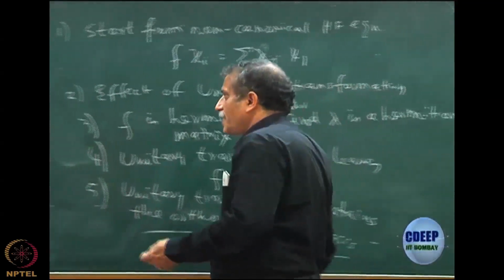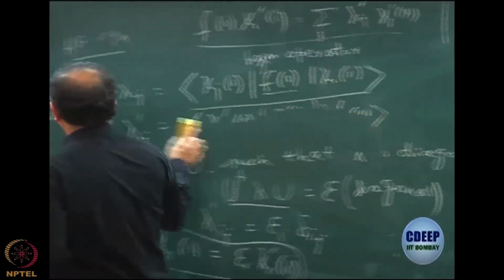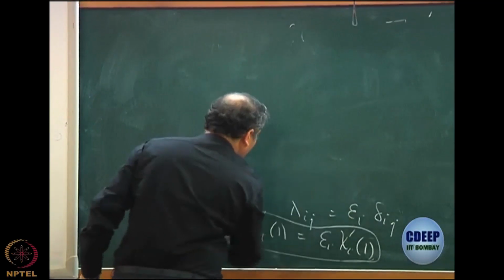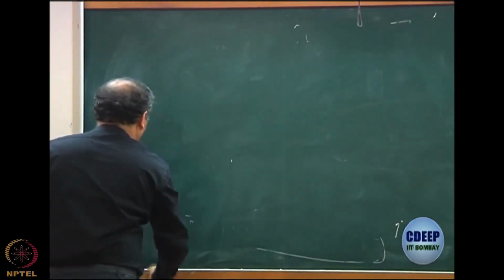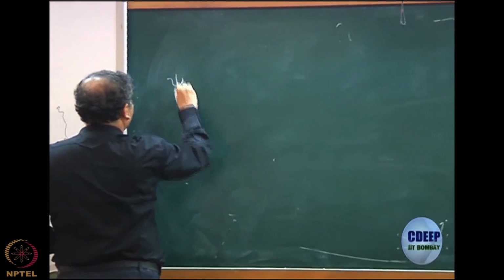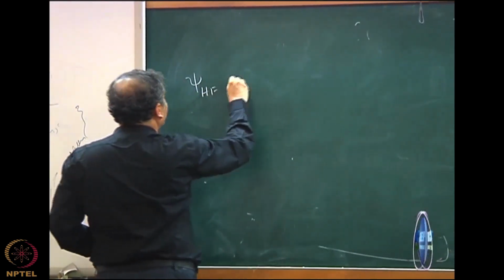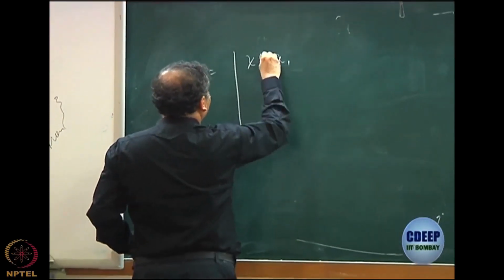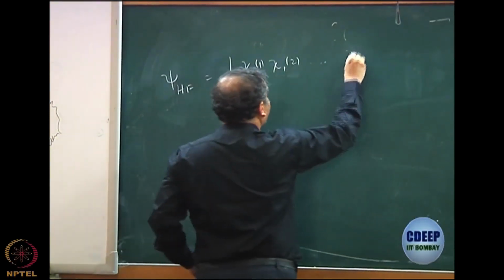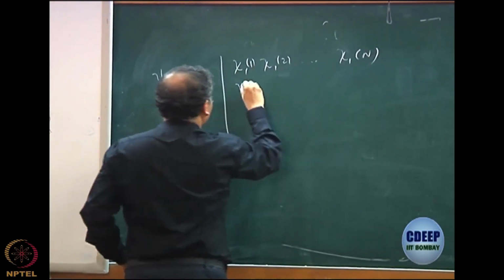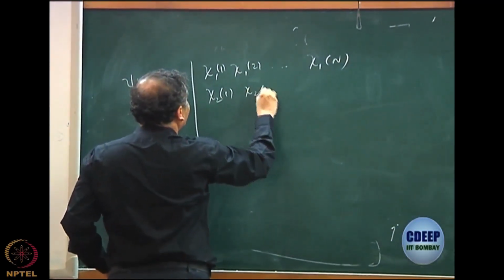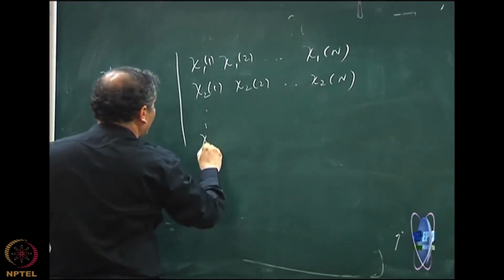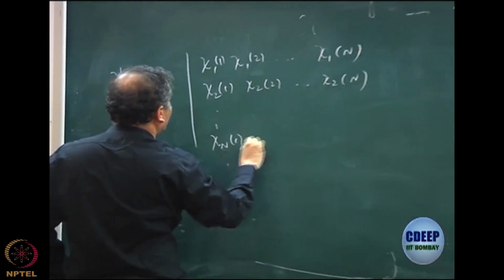Okay? So let's look at what happens to the wave function first. Let's look at the wave function in the new spin orbitals now. If you remember the wave function, now I call it the Hartree-Fock wave function. In the original basis, this was chi 1 1, chi 1 2, and so on up to chi 1 n, then chi 2 1, chi 2 2, chi 2 n, and so on. So it's a determinant, down to chi n 1, chi n n.